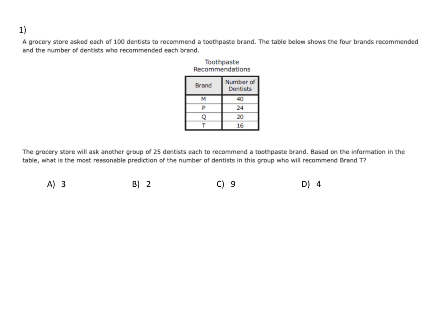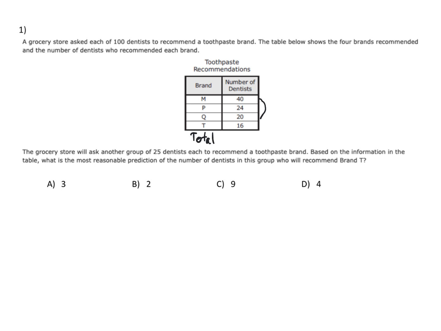Based on the information in the table, what is the most reasonable prediction of the number of dentists in this group who will recommend brand T? So the first thing we need to do is get a total amount. So I'm going to write total down here, and then I'm going to add up all of these. I'm going to add up the easy stuff first.